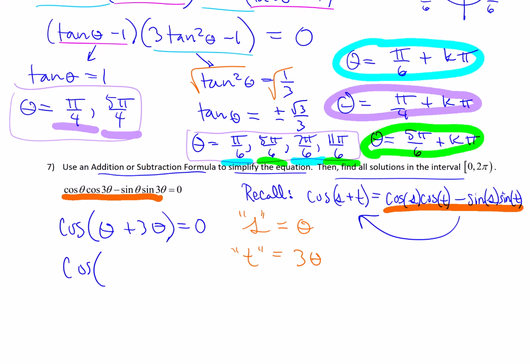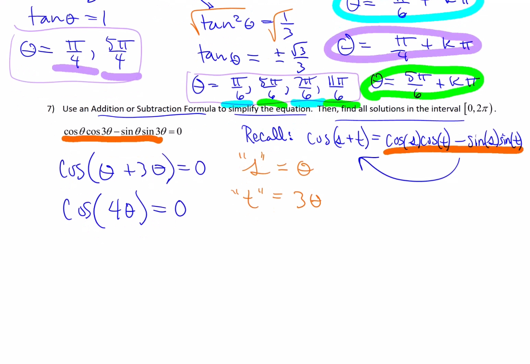Now if we combine like terms inside the parentheses, this really means cosine of 4 theta, that's the theta plus 3 theta. Cosine 4 theta equals 0. Well, now it's just back to some of the multiple angle stuff we've been doing, right? We know where cosine is 0. Just pull out your unit circle. And remember, cosine is x, it's 0 on the top and the bottom of the circle, which means the angle for us, given as 4 theta, would be equal to, on top, pi over 2, or on the bottom, we'd say 4 theta equals 3 pi over 2.